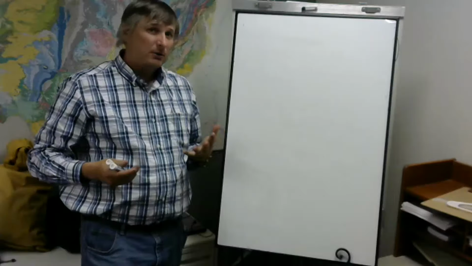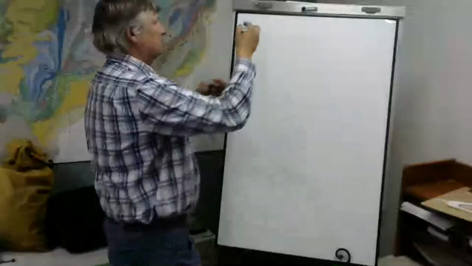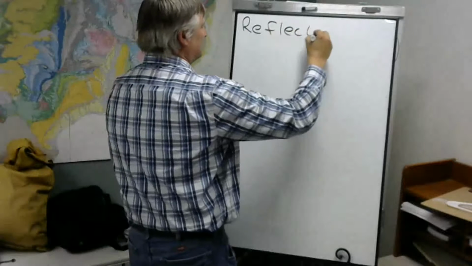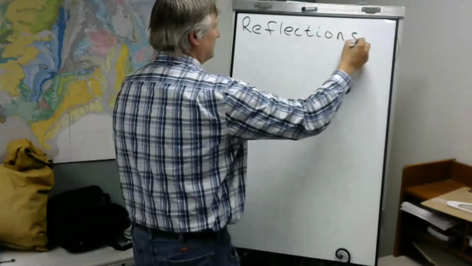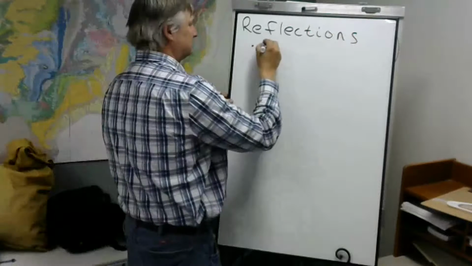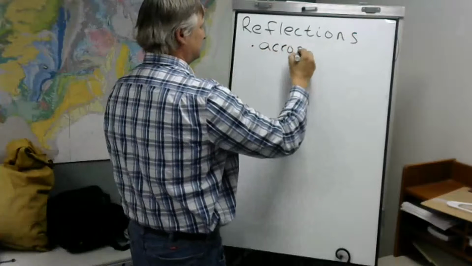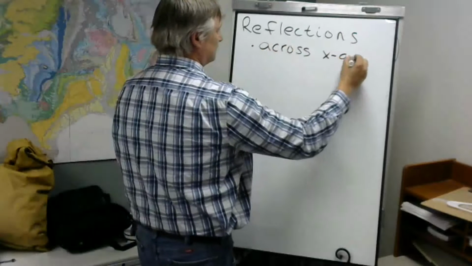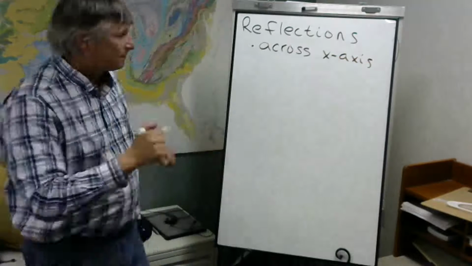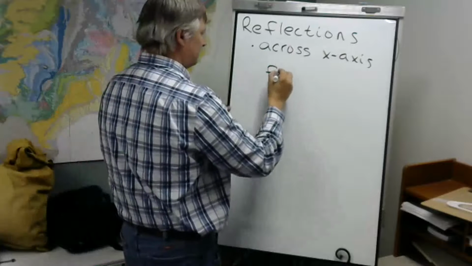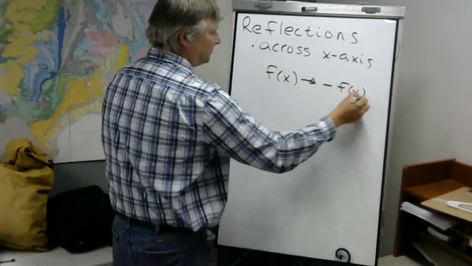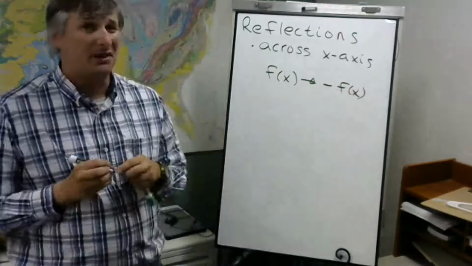So the next thing I want to talk about are reflections. So we have two types of reflections. First is across the x-axis. And the way we do this, we take f of x, multiply it by -1 or attach a minus sign to it.